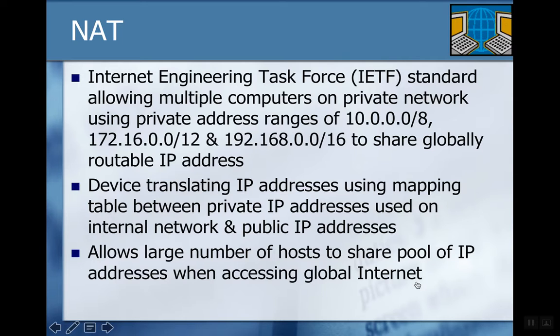So we talked about NAT, network address translation. There was a standard developed by the IETF to define a set of private internet address ranges: 10.0.0.0, 172.16.0.0, and 192.168.0.0 are what we call private addresses.